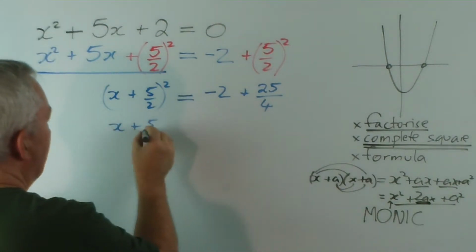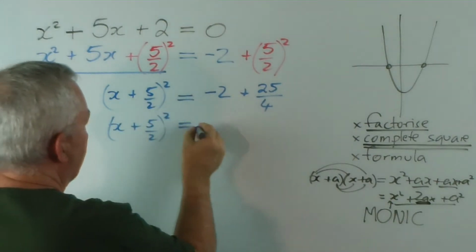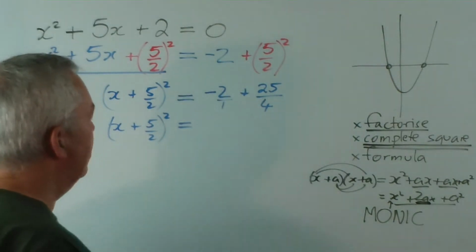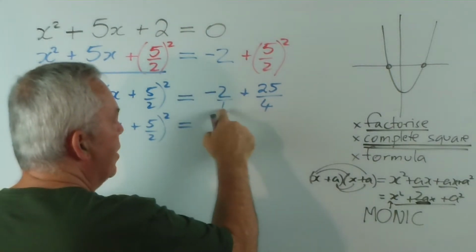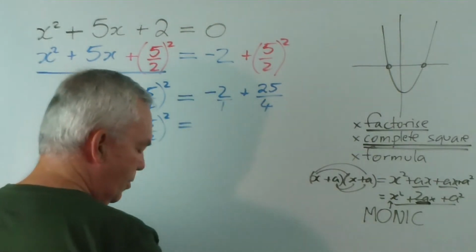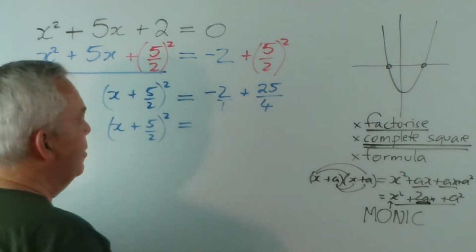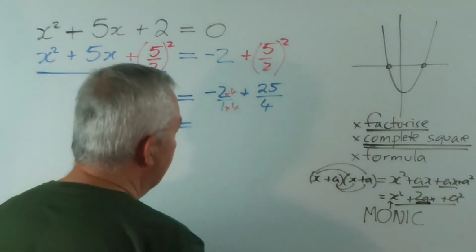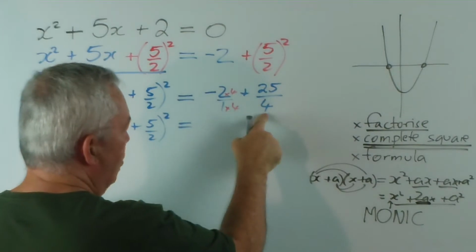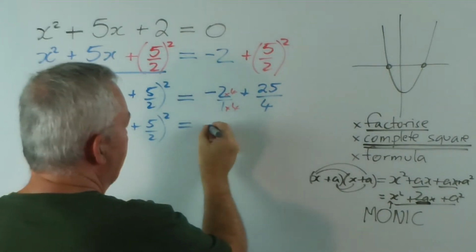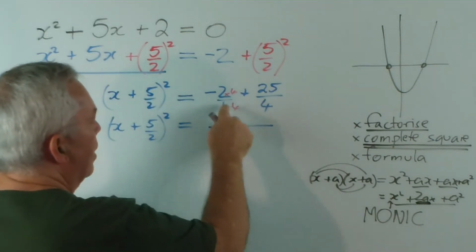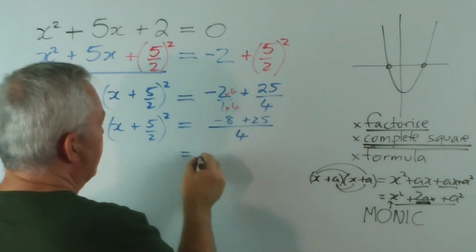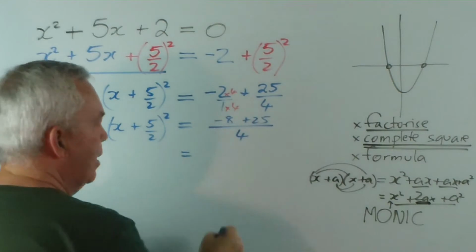There's not much I can do at this point with this side because I want to combine these. Now, negative 2 is negative 2 over 1. I can add these if they have the same denominator. So all I do is multiply the top and the bottom of this fraction by 4. And now you can see that they're both over 4. So I'm going to put it all over 4. And negative 2 times 4 is negative 8 plus 25, which is 25 minus 8, I think, is 17.